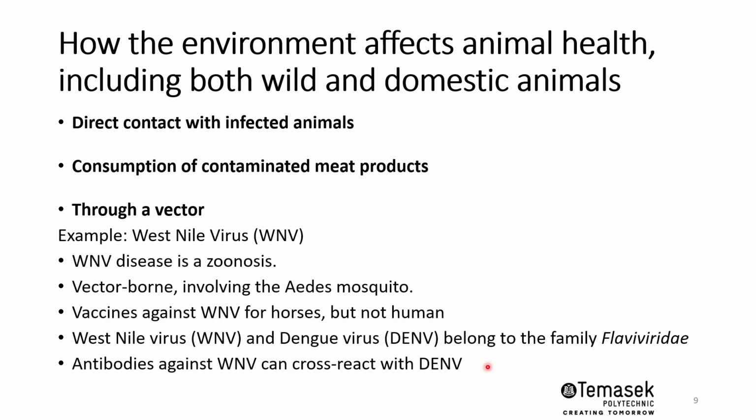now it is under control, right? It belongs to the flavivirus family. So there are antibodies against West Nile virus that can cross-react with dengue virus. So definitely, through a vector, the transmission of the zoonotic West Nile virus disease is a possibility.